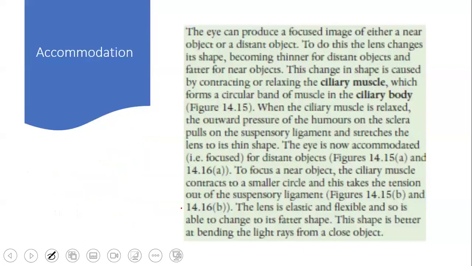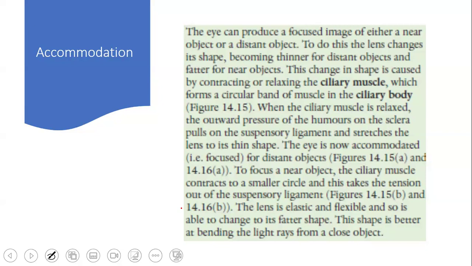Then we have the accommodation reflex. The accommodation reflex is the reflex that allows you to see things that are far away and things that are close to you. This is the reflex that becomes the problem when it stops working properly, where people are not able to see things properly. If they can't see things that are far away or things that are close to them, it's a problem in the accommodation reflex.